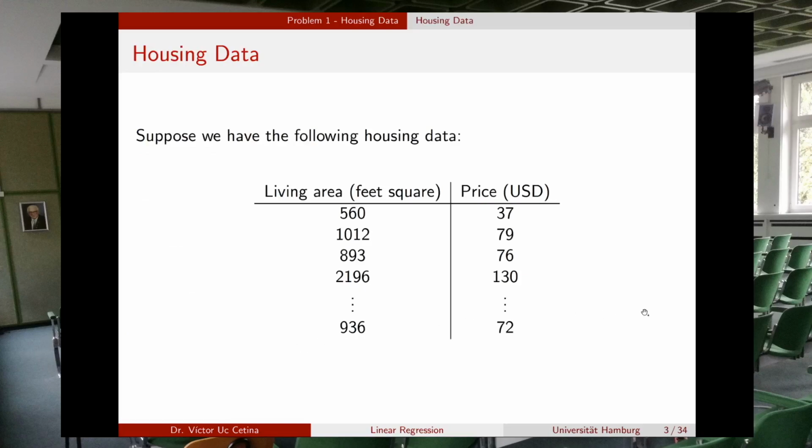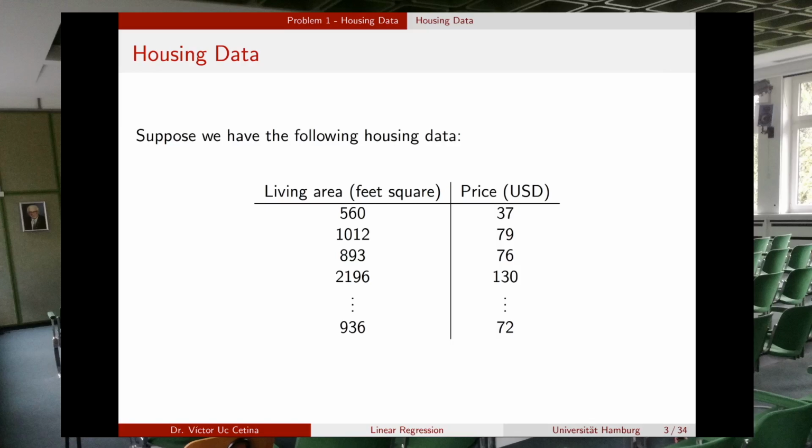Okay, so suppose that we have this data set. We have information about some houses. We have information about the living area of each of these houses and the price in, let's say, thousands of dollars. So for example, we have a house of 560 feet square, and the price is 37,000 US dollars.